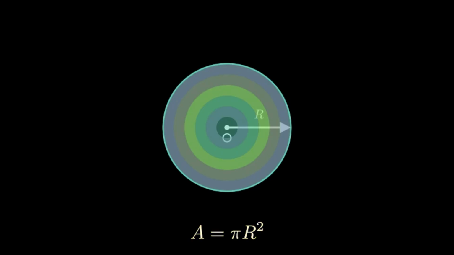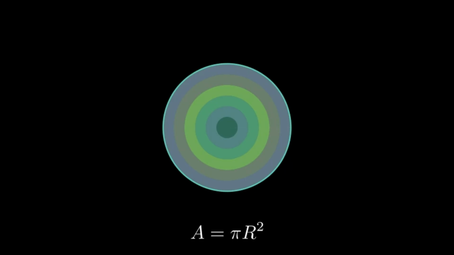This elegant result shows us that the area grows proportionally to the square of the radius. This result makes intuitive sense when we think about how the circle's area builds up. As the radius increases, both the circumference of each ring and the number of rings increase, creating a squared relationship between radius and area.